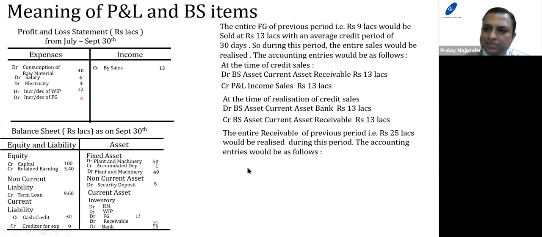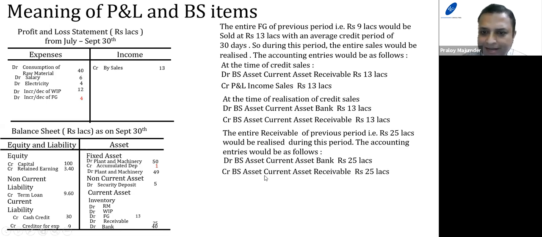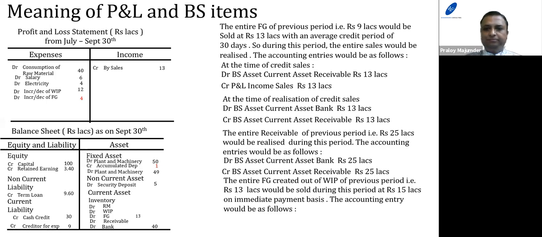Now it is also mentioned that the entire receivable of previous period of 25 lakhs would be realized during this period. Again the same kind of entry will come like this. First entry would be the debit balance sheet asset current assets bank 25. Since it's debit, this plus this would be added, so it becomes 40. Now the second entry would be the credit balance sheet asset receivable 25 lakhs. Credit means minus, so receivable has become 0.